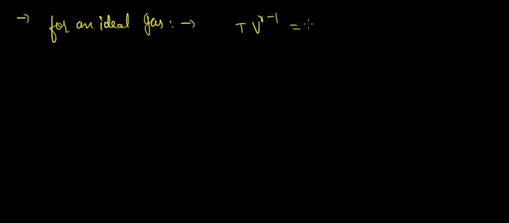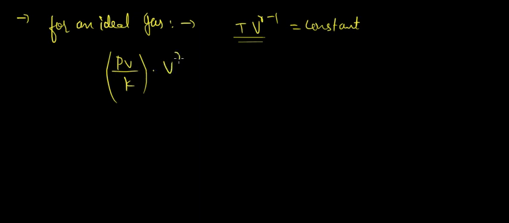Okay, hi guys, so we'll be continuing on seeing more on the adiabatic process. For an ideal gas, we saw in the previous lecture that T V to the power gamma minus 1 is constant. Continuing from that, T can be written as PV divided by nR, which I'm writing as some constant K, so K times V to the power gamma minus 1 is constant. So we can write here that P V to the gamma is a constant in an adiabatic process.